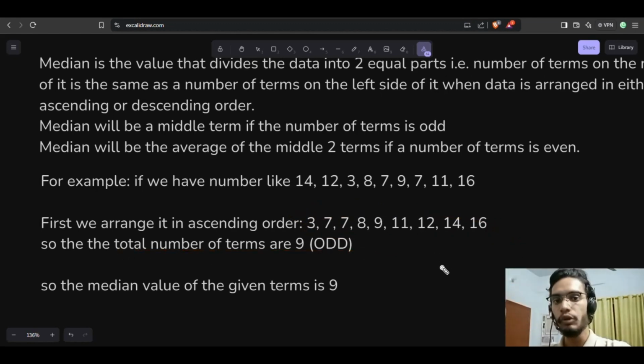So we can easily find out the middle value, or the median, of that data, because the middle value is the median of the data. First I arrange it in ascending order. You can also arrange it in descending order.